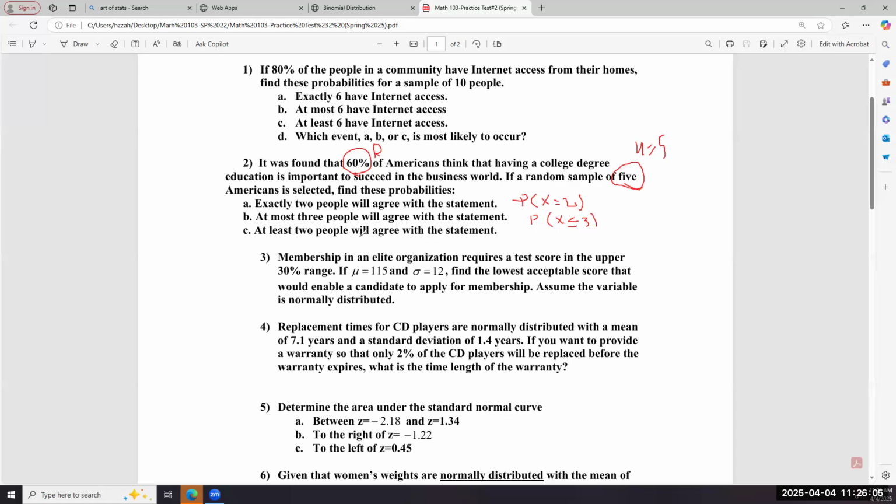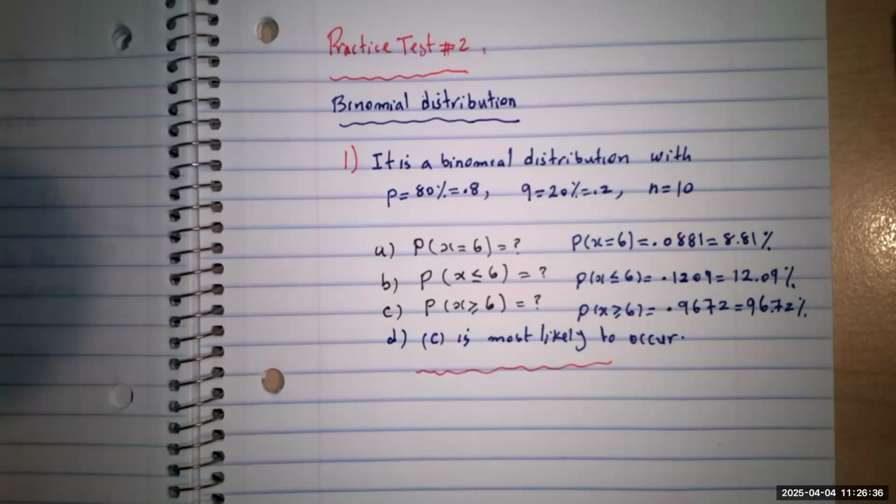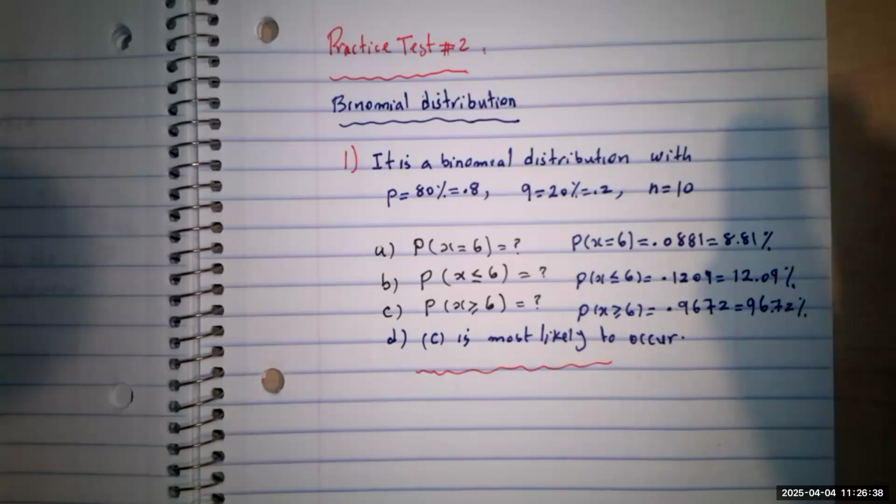And the last case, at least 2. In this problem, the numbers are different, so it's going to be X greater than or equal to 2. So that is going to be the situation again. It's a binomial case. We just identify the problem, we organize it, and then we go to Art of Stats again to find these 3 cases for you. Okay, so let's go to my notebook and get it done.